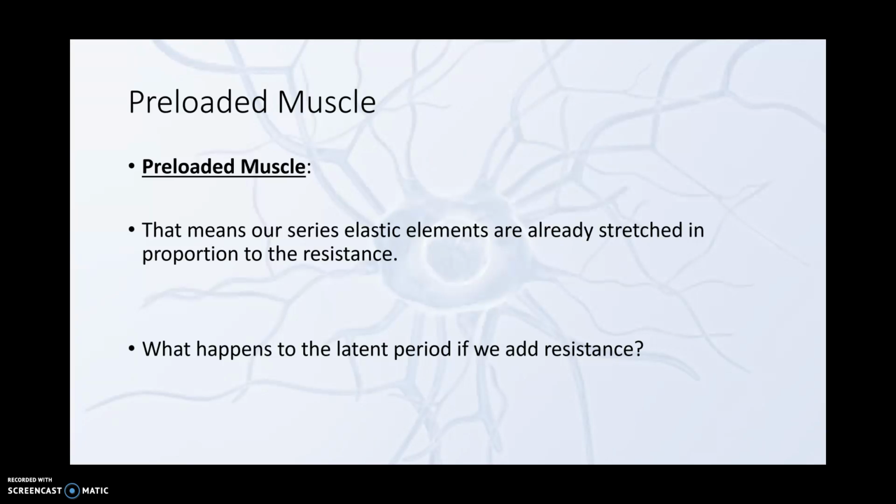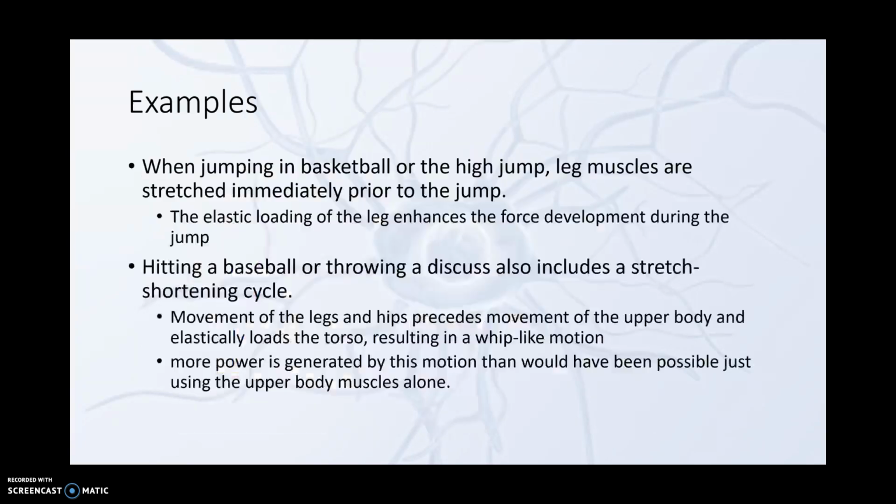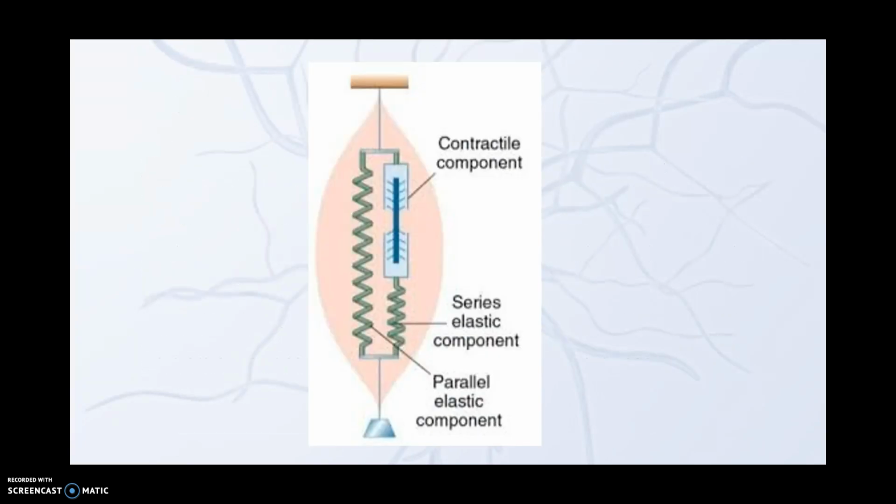So let's talk about manipulating that, starting with what a preloaded muscle is. A preloaded muscle is a muscle that is supporting the resistance prior to the initiation of contraction. This means our series elastic elements are already stretched in proportion to the resistance. So here, the series elastic component is already stretched in proportion to the load that is being placed on it.